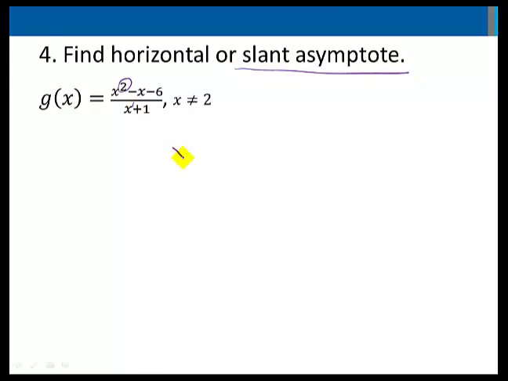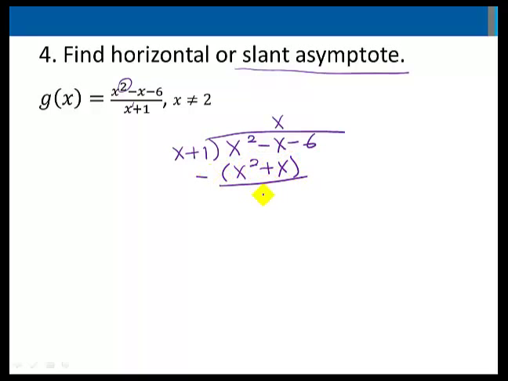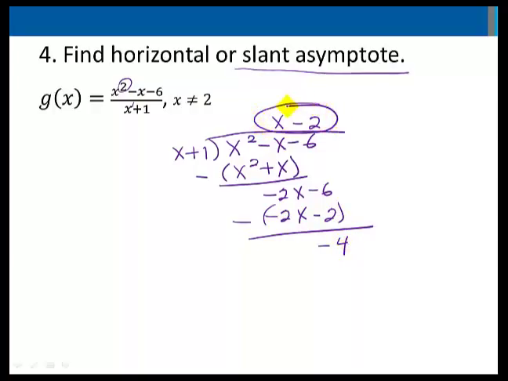To find the slant asymptote, I'll take x plus 1, divide that into x squared minus x minus 6. X goes into x squared x times. x times x plus 1 is x squared plus x. We'll subtract and get negative 2x minus 6. X goes into negative 2x, negative 2 times. Negative 2 times x plus 1 is negative 2x minus 2. Again, I'll subtract and have a remainder of negative 4, which we don't really care about. For the slant asymptote, all we're interested in is the quotient of x minus 2, and so my slant asymptote will be y equals x minus 2.